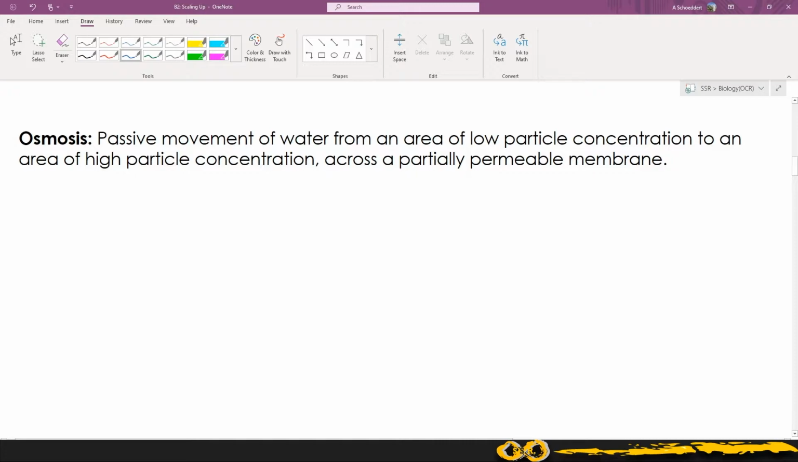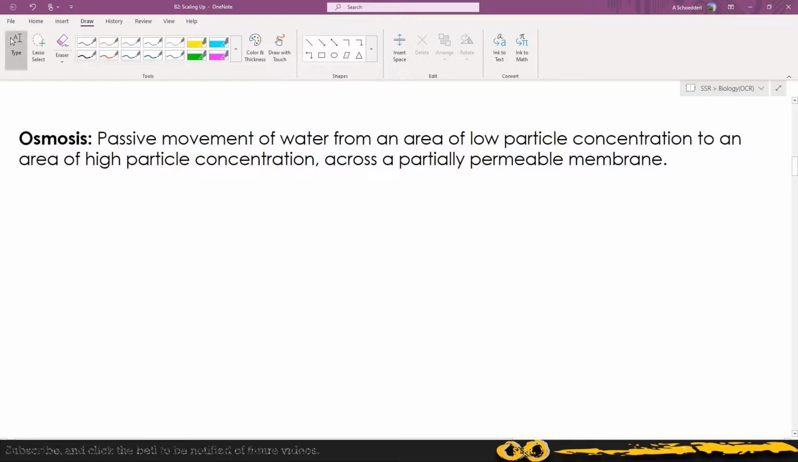There is another particle movement that is very, very important in biological systems, and that is osmosis. This is again a passive movement, so energy is not required, but in this case it's water moving from an area of low particle concentration to an area of high particle concentration across a partially permeable membrane.